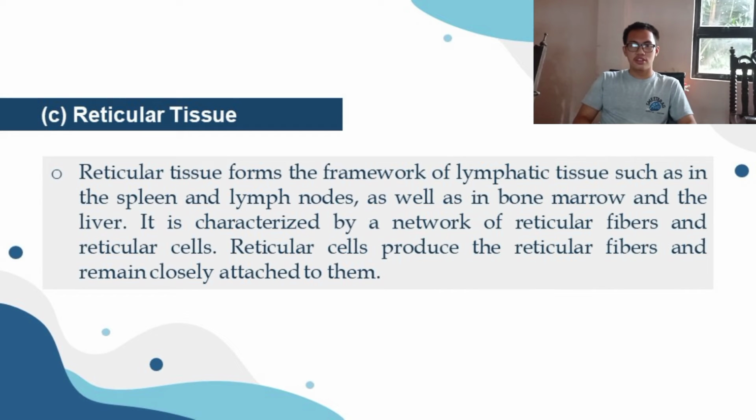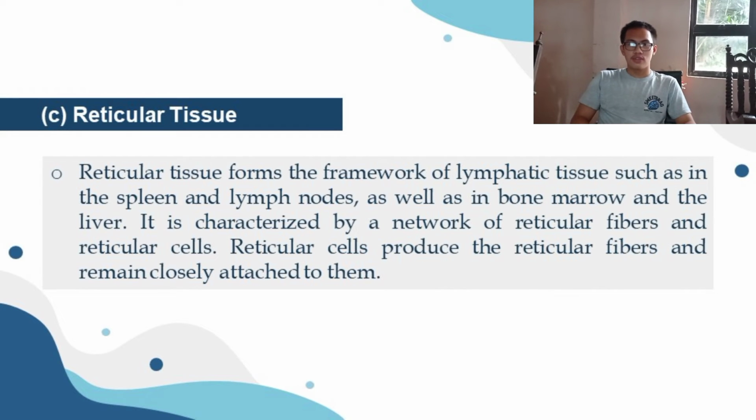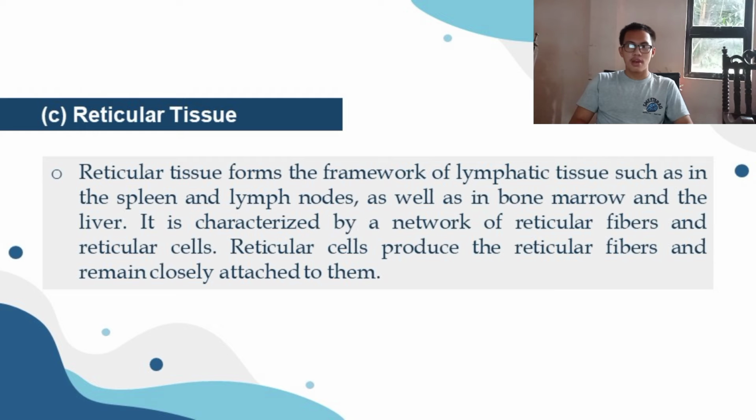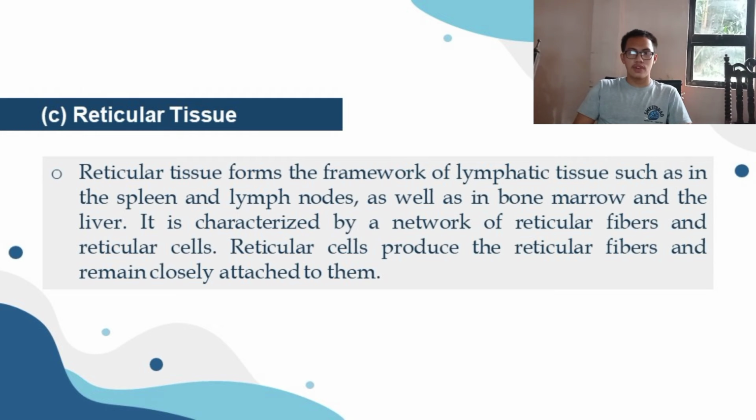Next is the reticular tissue. This tissue forms the framework of lymphatic tissue such as the spleen and the lymph nodes, as well as in the bone marrow and the liver. It is characterized by a network of reticular fibers and reticular cells. Reticular cells produce the reticular fibers and remain closely attached to them.